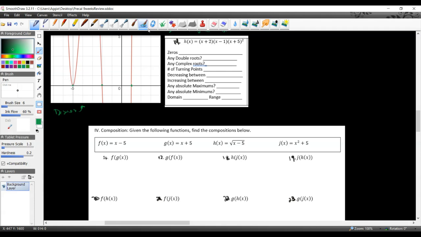Okay, so my zeros, that's where it crosses the x-axis. We have x equals -5. So that's this one. Okay, x equals, let's see, 1, 2, -2, and x equals 1.